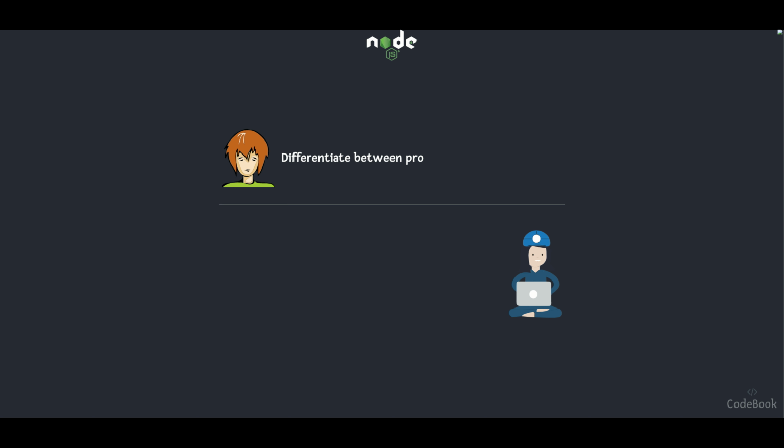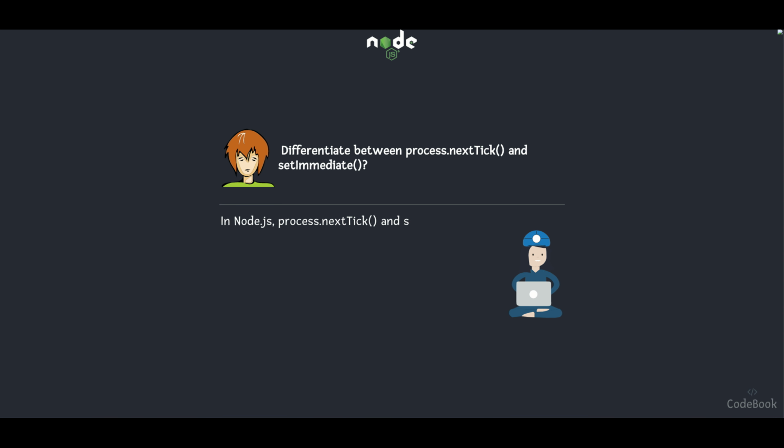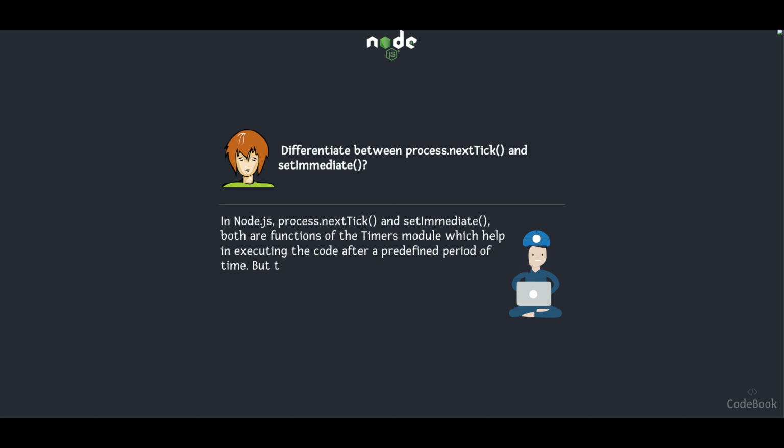Differentiate between process.nextTick and setImmediate. In Node.js, process.nextTick and setImmediate are both functions of the timers module which help in executing the code after a predefined period of time. But these functions differ in their execution.